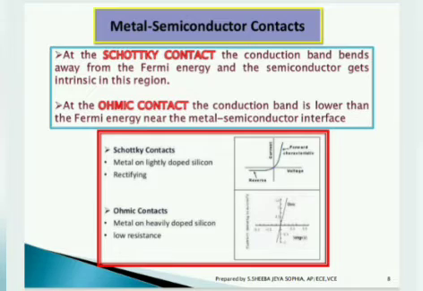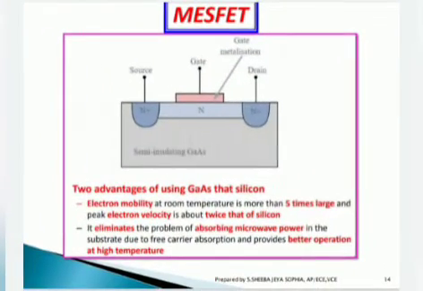Also, you can see the major difference between the Schottky and ohmic contact: in the Schottky contact the conduction band always bends away from the Fermi level and the semiconductor becomes intrinsic in this region, whereas in the ohmic contact the conduction band is lower than the Fermi level near the metal semiconductor interface, which is also clearly depicted in the energy band diagram. Moving to the next topic, MESFET.